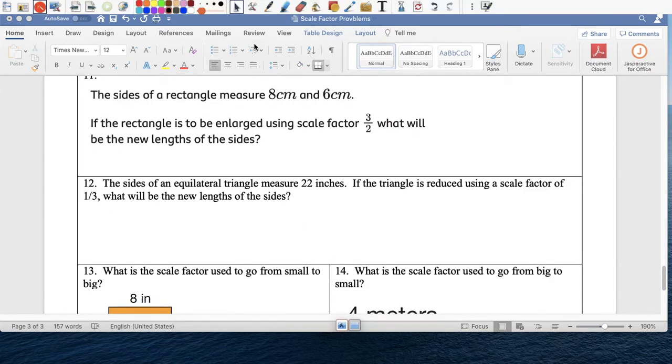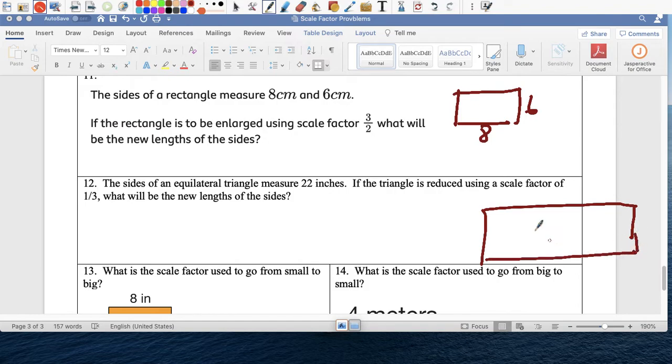So this one, there's no drawing, so that's the challenge here. So let me draw the rectangle. It's an 8 by 6. And if it's enlarged, it's telling you that the rectangle is going to be enlarged. So I'm going to have a bigger rectangle. Just need to find the new measurements. And the scale that we're going to use is 3/2.